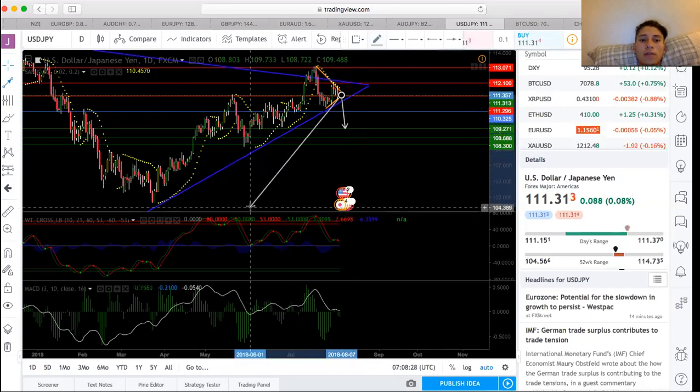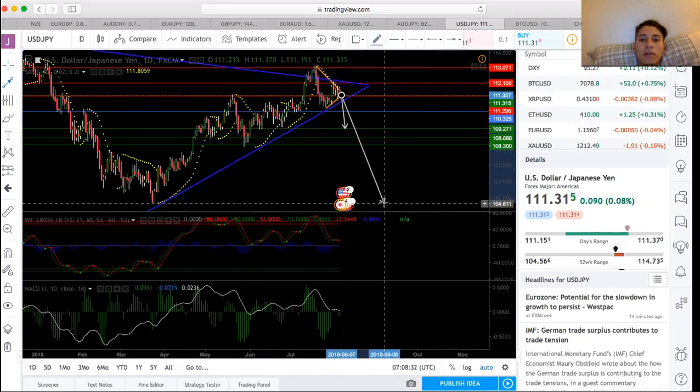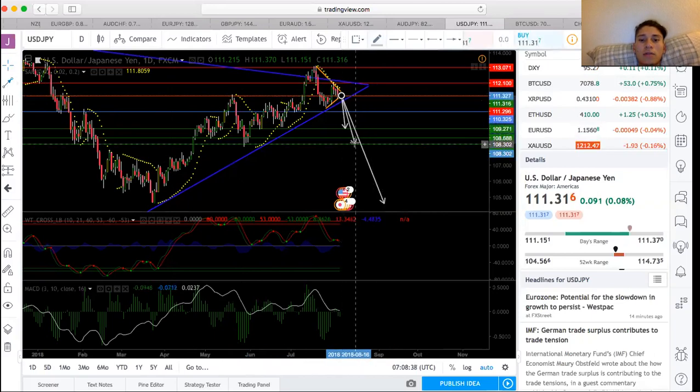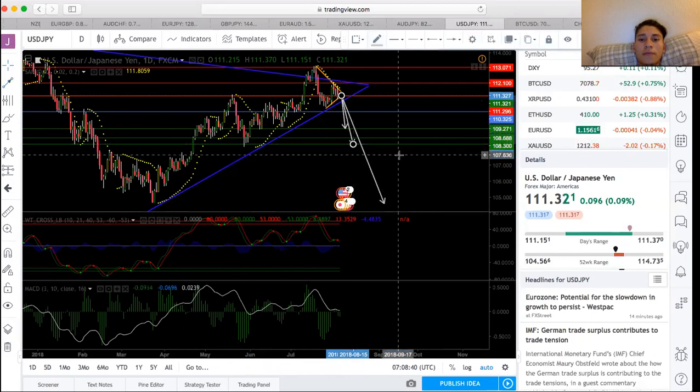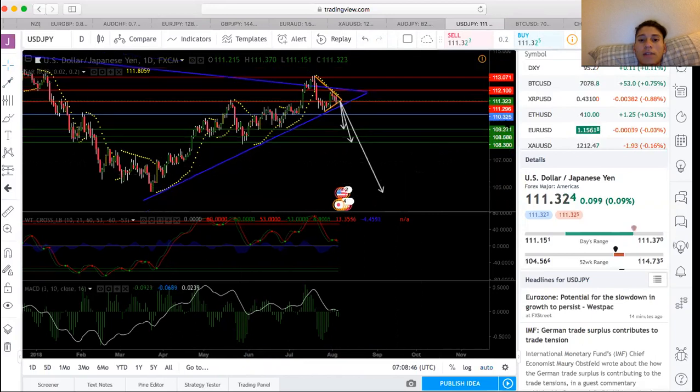Another area of support would be all the way down here. Or it could be modest and get somewhere in between, like right there. I don't really see it going on the upside, to be honest.